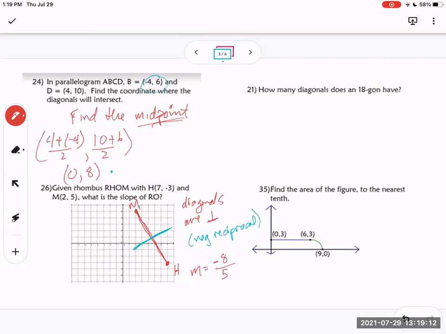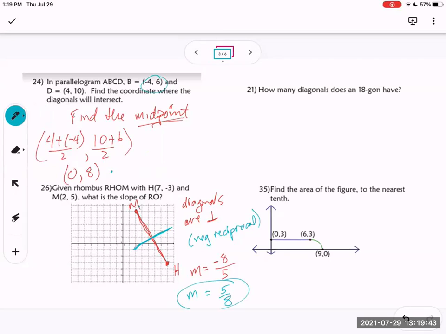You could also use that formula, y2 minus y1 over x2 minus x1. But when you have it plotted already, it's easier, in my opinion, to just look at it on your graph, count from here to there, and count from here to there. That's the rise and the run. Got that? And so the slope of RO is going to be the negative reciprocal, which is going to be 5 over 8. So there's your answer. Questions about that?